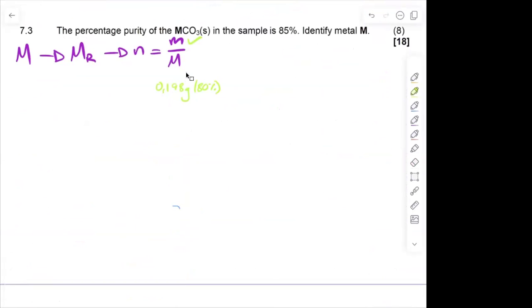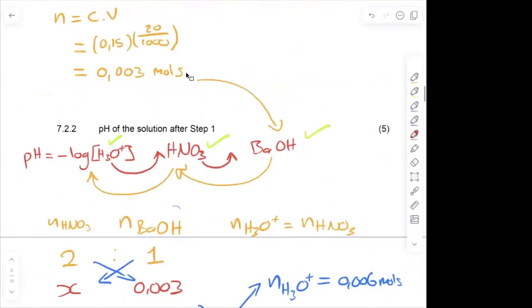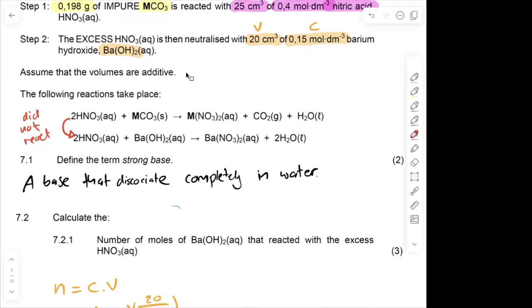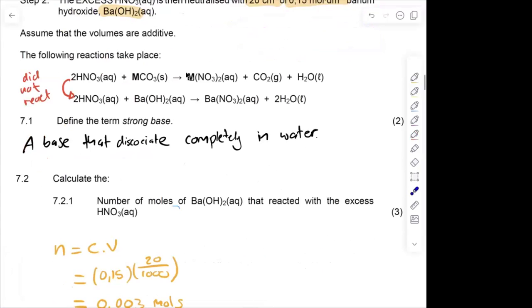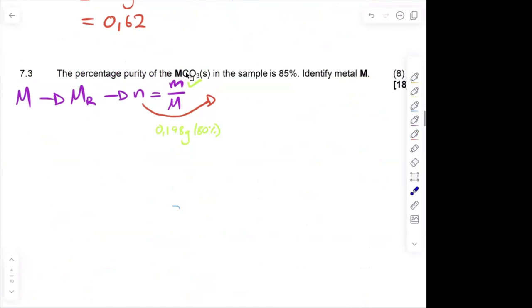So the other thing that we now need to figure out, we've got the mass, we need to figure out the number of moles. So how are we going to figure out the number of moles? That's got to be our next step. So to figure out the number of moles of that MCO3, we need to find something else. I think the best bet is this: because we figured out how much of this was in excess at the beginning, and we knew how much we started off with, we can actually figure out how much HNO3 reacted, because the number of moles of HNO3 that reacted will help us solve for this thing here using stoichiometry, right?